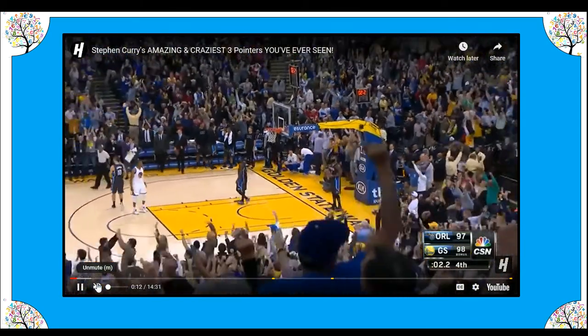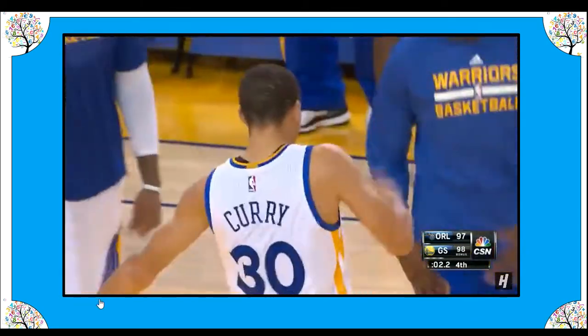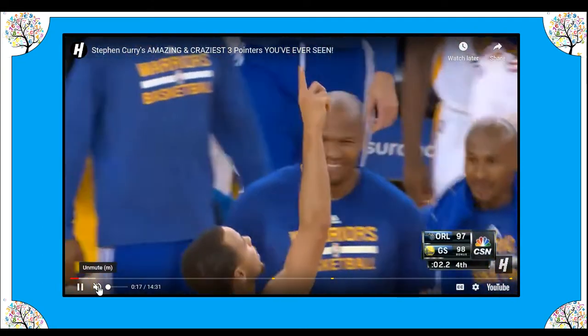I want you to notice the shape that the basketball creates when he throws it to the goal.